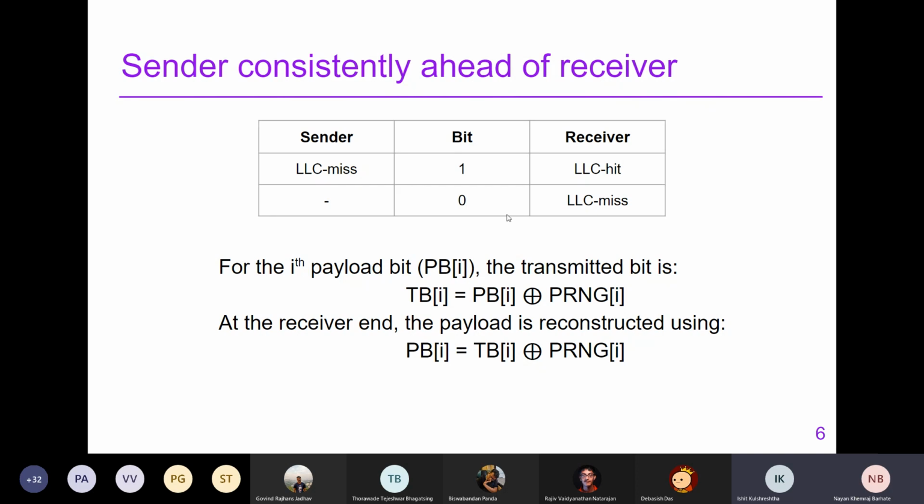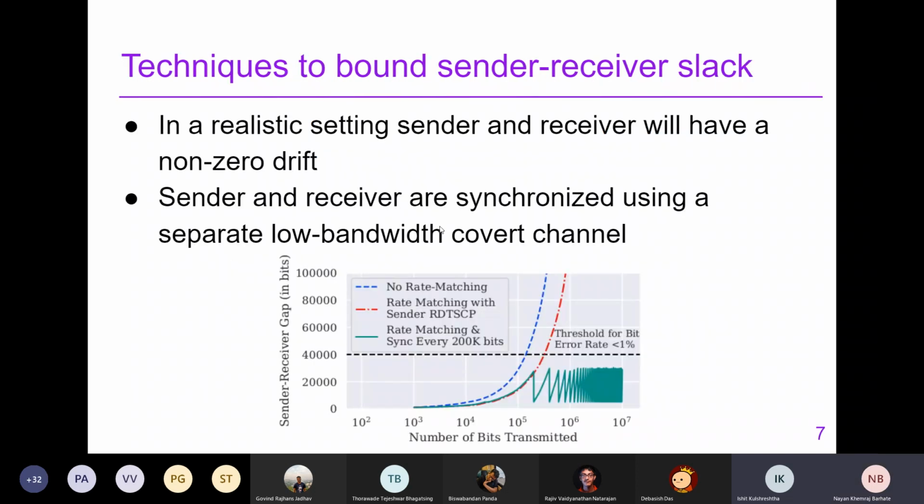So what we do is XOR the payload bit with a pseudo random number generator of a different distribution from the payload bit. If I want to transmit a payload bit, I'll XOR with the PRNG. And to decode it, I'll XOR it again to get my payload bit. In a realistic scenario, it will always happen that the sender and receiver will have a non-zero difference.